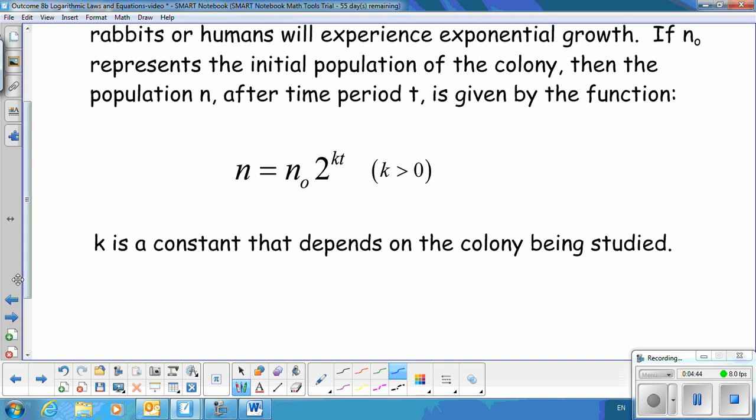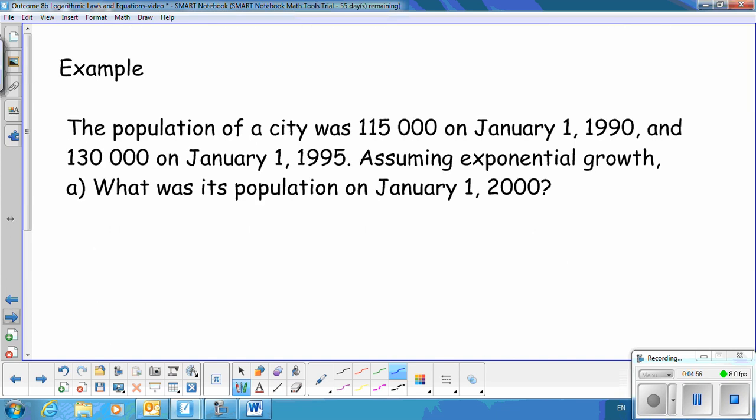k has to be bigger than 0. k is a constant that depends on the colony being studied, so it varies from question to question.